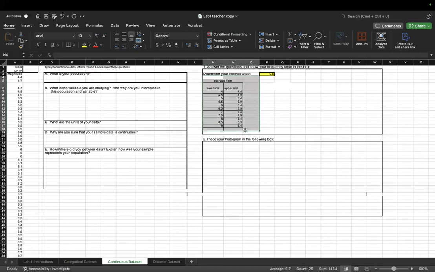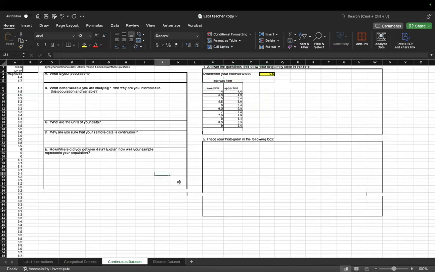Okay, so now let me tell you, this right here, I'm going to highlight it. You do not need to fill this in. Since I created this lab, the way that Excel does things has changed. So you don't need to do this piece right here. I mean, if you want to, go for it, but you don't need to. I want you to tell me your interval width, but don't do this piece right here.